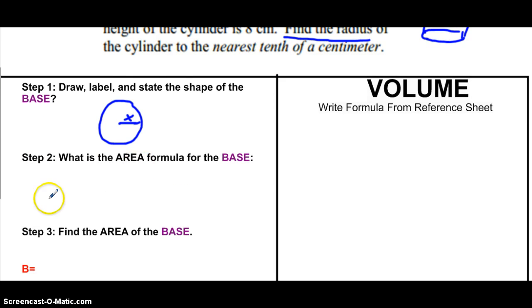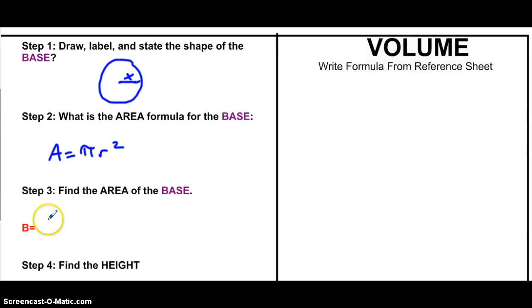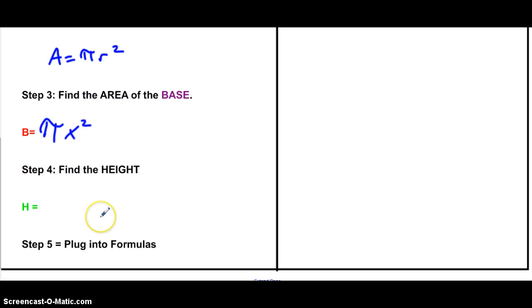So to find the area of a circle, we just want to state the area formula: area equals pi r squared. So what's the area of our base? Well, we just don't know the radius, right? So it's just going to be pi times x squared, because we don't know it. And the height was given to us as 8. All right? So nothing really changed here.